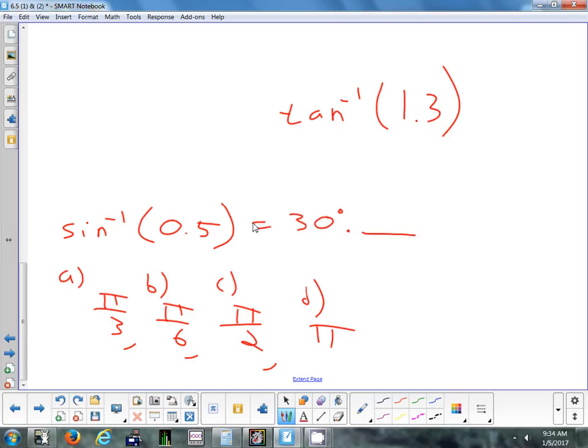Now, what do you multiply 30 degrees by to change to radians? Pi over 180. 30 goes into itself once, and 30 goes into 180 6 times. Now I can see it's pi over 6, and that weird 0.52 number I got was actually pi over 6.